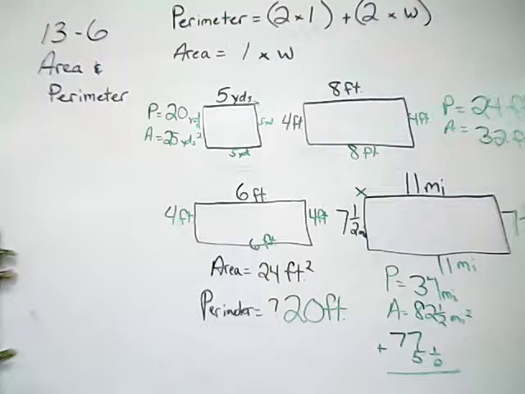I hope these 4 examples help you a little bit with how to calculate area and perimeter. Remember, perimeter talks about the lengths of the outside of your square or rectangular object. The area talks about the inside of your square or rectangular object.